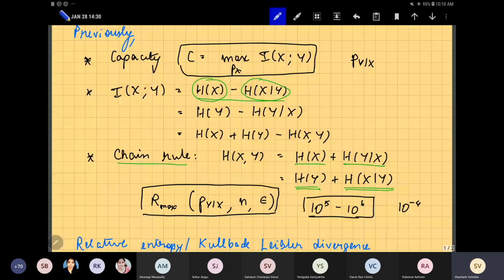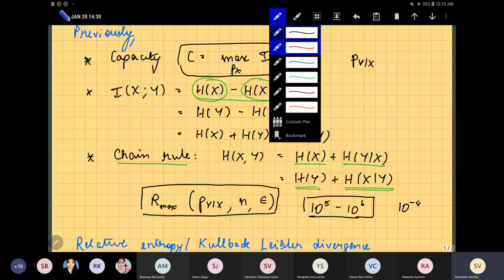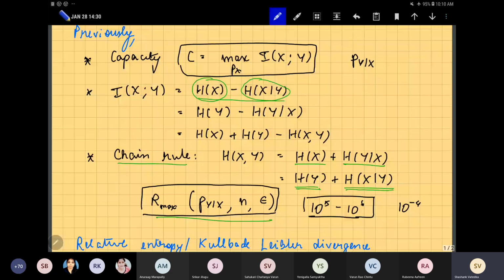Now, people have also studied the second object, this quantity over here. So for a given n and a given epsilon, what is the maximum rate at which you can communicate? And it's not a very clean thing. You can't obtain a closed form expression, but you can still numerically evaluate this and obtain the maximum possible achievable rates of communication.